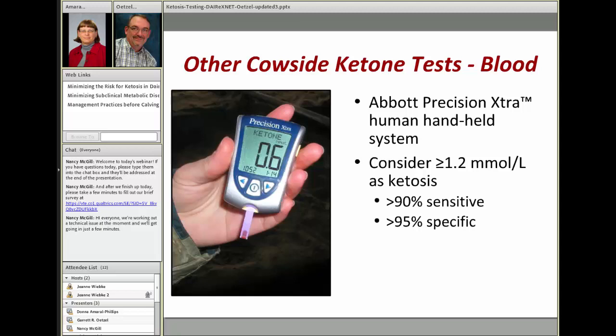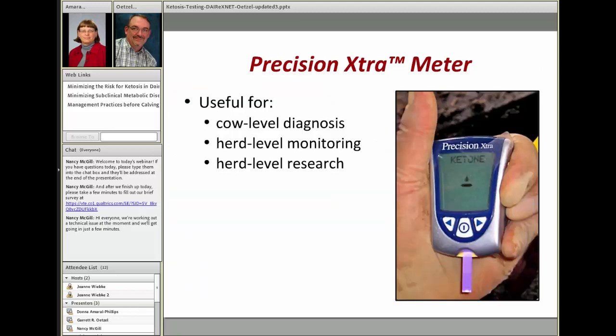So as we think about Cowside tests for diseases in general, this blood BHBA test for ketosis is probably the best one we've ever had and may ever have as a Cowside test. We're just not used to getting up into the 90s on sensitivity and specificity with that. So we've used this for cow level diagnosis for sure. For herd level monitoring, it's excellent for that. We've even done herd level research with this, but we do repeated testing on individual cows.